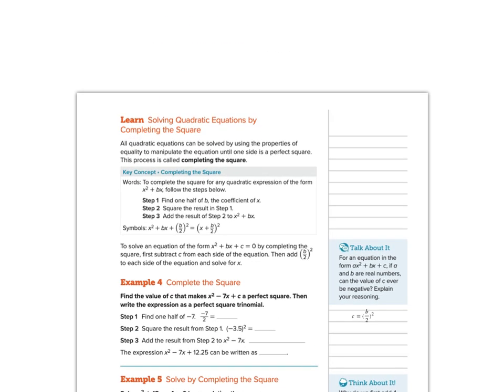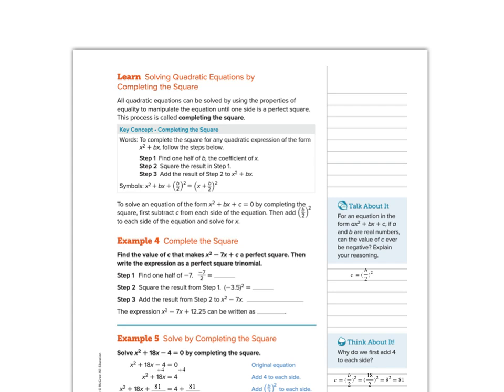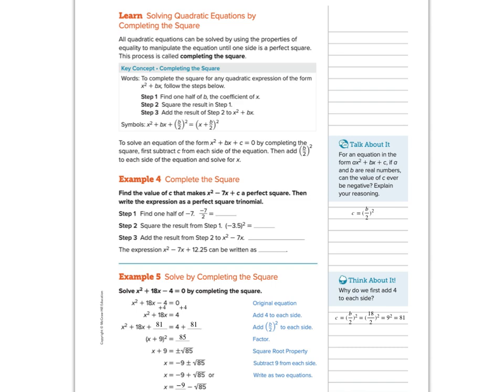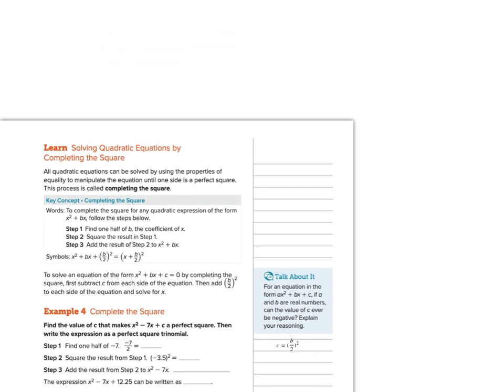Here, completing the square. Now, understand how to complete the square. When we don't have a perfect square that we can deal with, we want to create that perfect square. So it says find 1/2 of b, the coefficient, and then square the results. Let's look at this in practice. So if I have, let's just say, x squared plus 10x, what value is going to give me a perfect square?